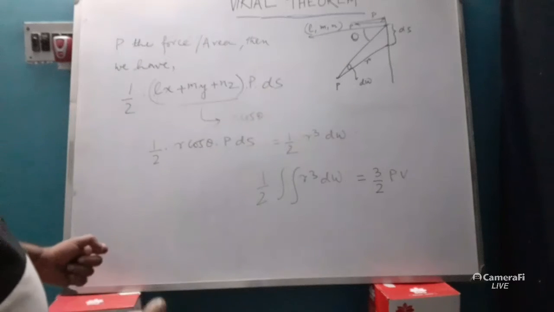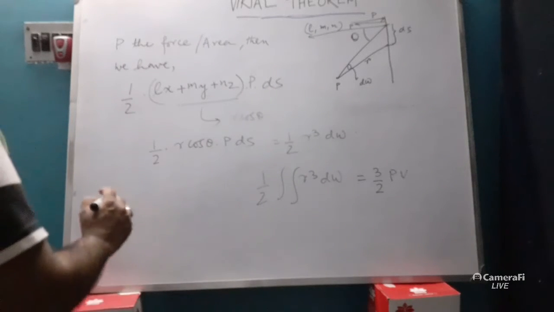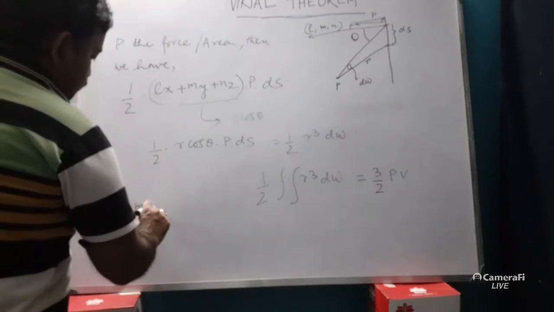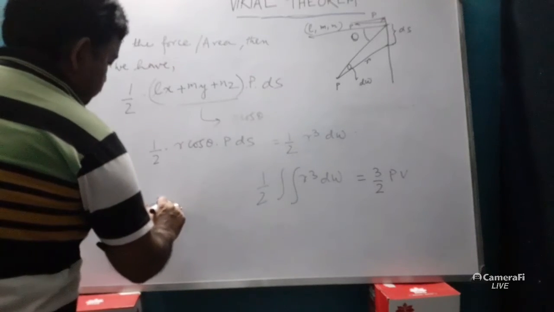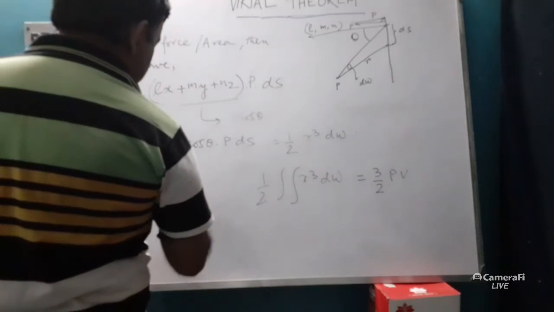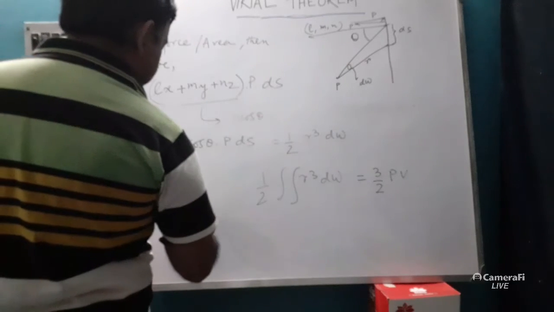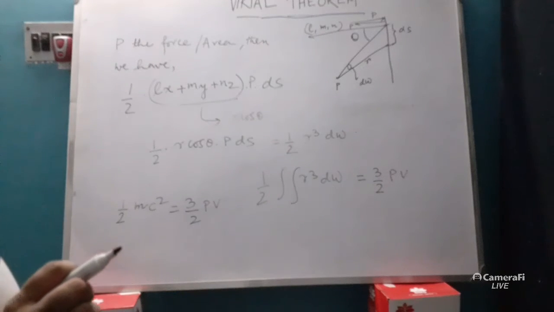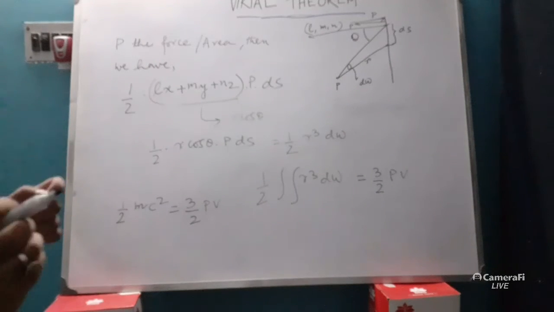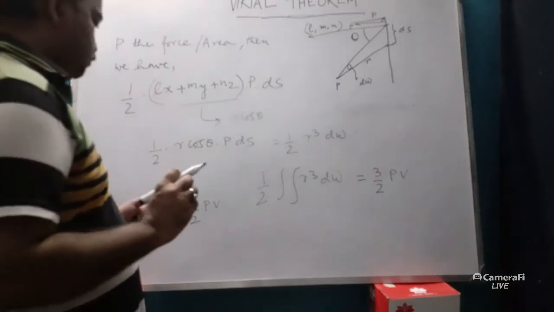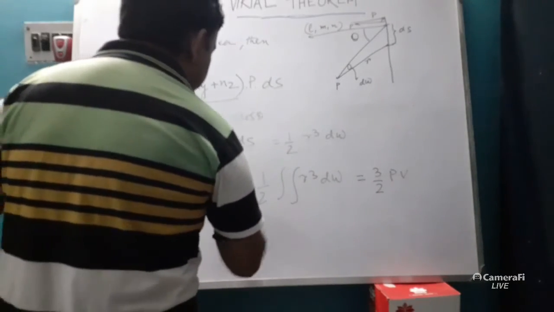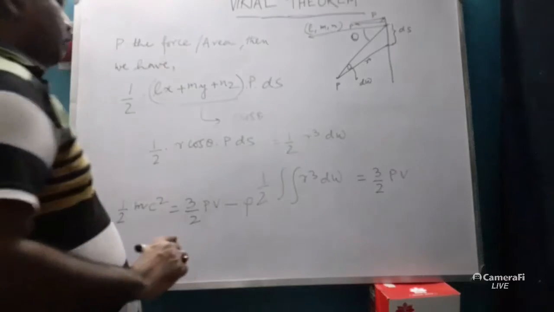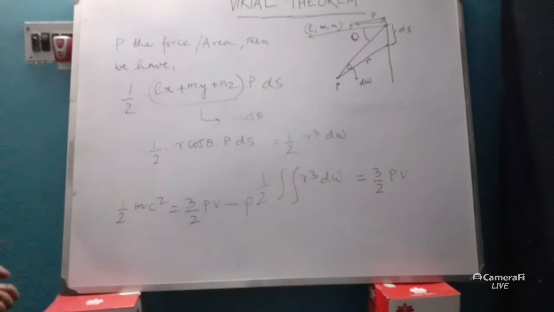So here what we have is that half of the kinetic energy, mc square, is equal to 3 by 2 PV. Since we have not considered the intermolecular interaction between them, we will introduce a term, for example phi, which is responsible for the intermolecular interaction.